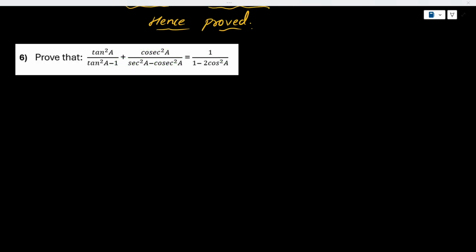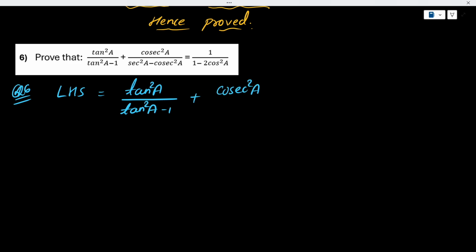Now in this next question, you will see this is again a proving part. If you see the right hand side, it's 2 cos square theta. So what I'll do is, on the left hand side, convert everything into sine and cos, right? So let us start with this, question number 6. We will take again the left hand side, that is tan square A by tan square A minus 1 plus cosec square A by sec square A minus cosec square A, right? Everywhere there is a square. Can I use directly any of the identities? It's not possible.